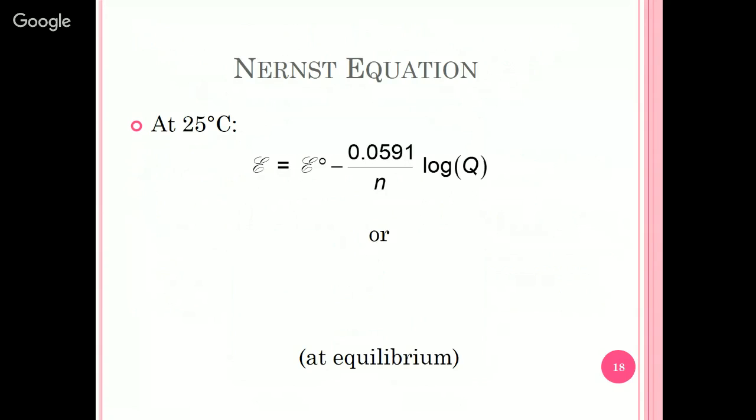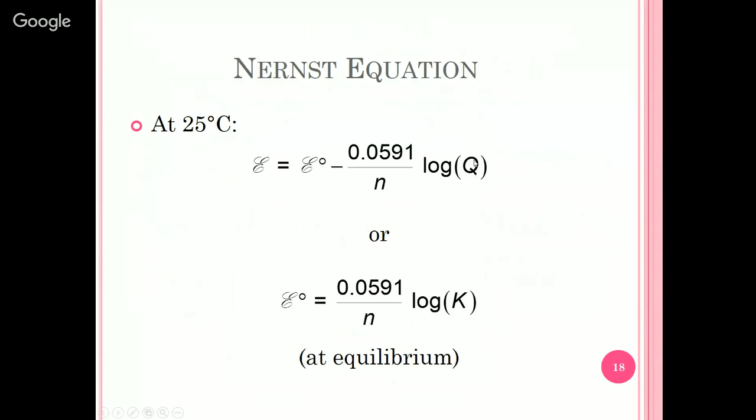So at 25 degrees Celsius, the E of our cell equals the E naught of our cell minus 0.0591 divided by n times the log of Q. In your textbook, it's 0.0592. Different textbooks round things differently, so don't get hung up on that. Keep in mind, this Q is our reaction quotient, which means you would be writing out an equilibrium expression and plugging in respective concentrations to figure out what Q is.